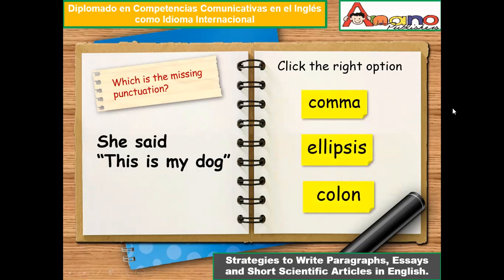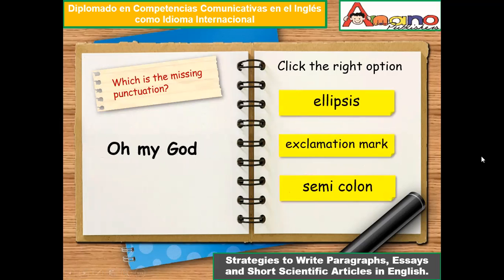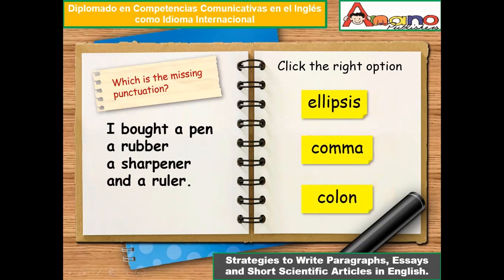What about this one? Colon. It's totally the opposite to the example before. And what about this one? Question mark. What about this one? Exclamation mark. Comma.